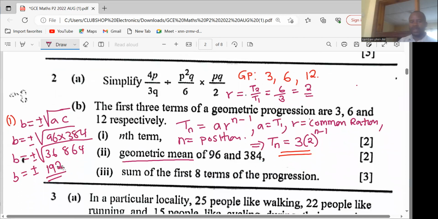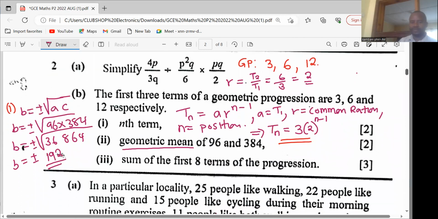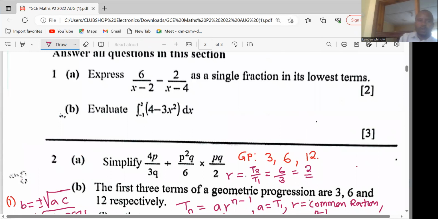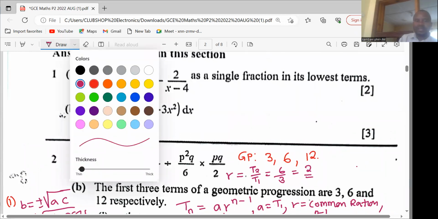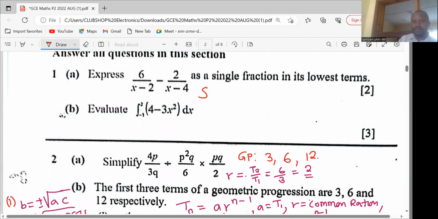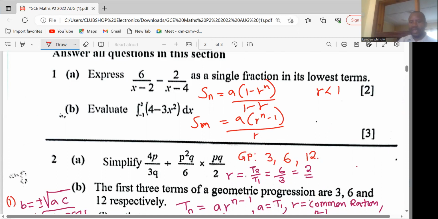Find the sum of the first 8 terms. Now, what determines the sum is your ratio. So if your ratio is less than 1, the formula will be a open bracket 1 minus r to the power n close, divided by 1 minus r. Otherwise, it is a, r to the power n minus 1, divided by r minus 1.